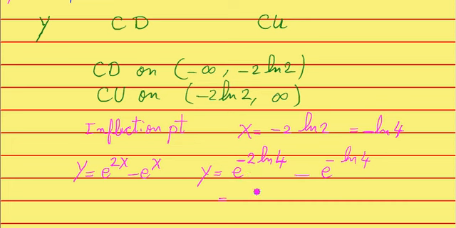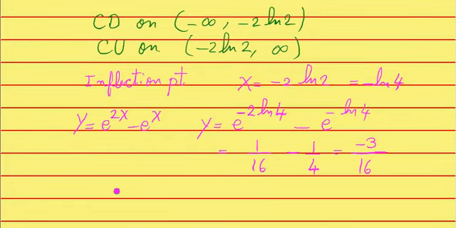4 raised to the power of minus 2 is 1 over 16, and this one is going to be 1 over 4. You subtract these two by taking a common denominator, and you'll have 1 minus 4, that's going to be minus 3. So the inflection point is at minus 2 logarithm of 2 and minus 3/16. So that concludes the solution of this problem.